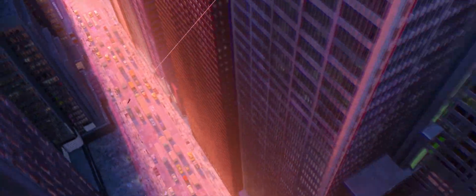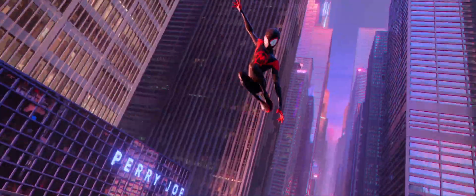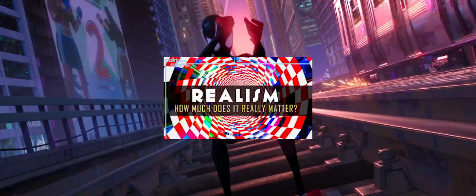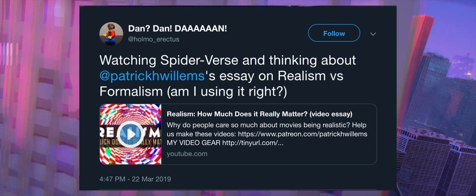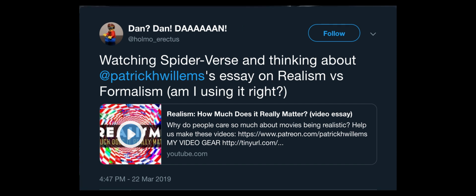Let's discuss Spider-Man Into the Spider-Verse, and how the film uses comic book panels to reinforce the story beats that they accompany, as well as how those panels accentuate character growth in particular. Credit or inspiration for the idea, by the way, goes to Patrick Willems for his essay on realism, as well as this tweet.